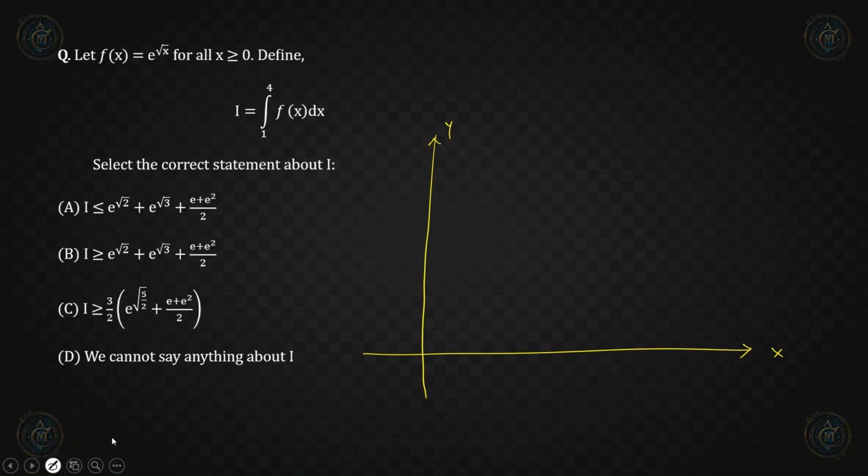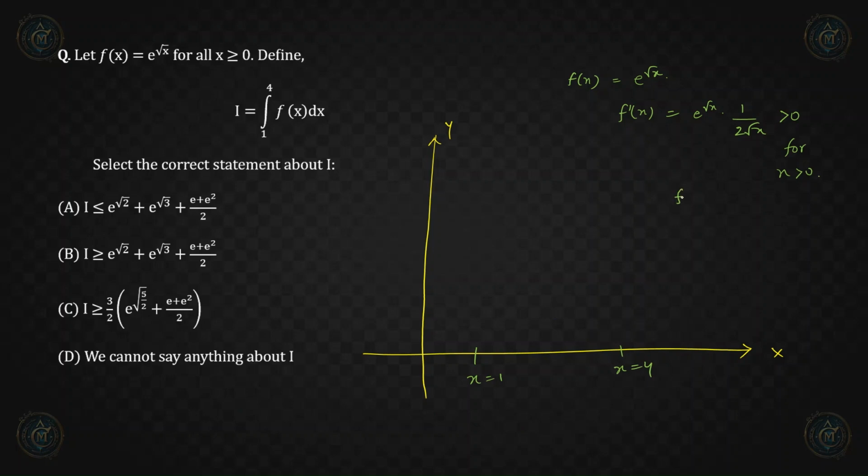So we have our f(x) as e to the power root x, right? So we check the derivative of this function, e to the power root x times 1 by 2 root x, that is positive for x greater than 0, right? And we are talking about x equal to 1 to x equal to 4, so we have to only bother about this interval, x equal to 1 to x equal to 4. So we can say this graph is increasing, right?